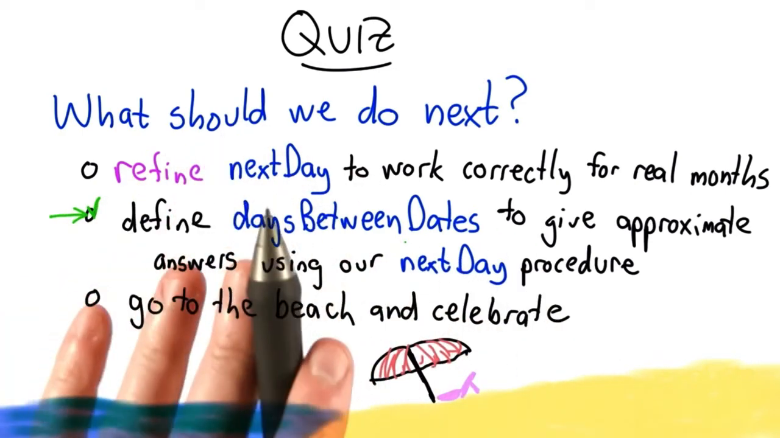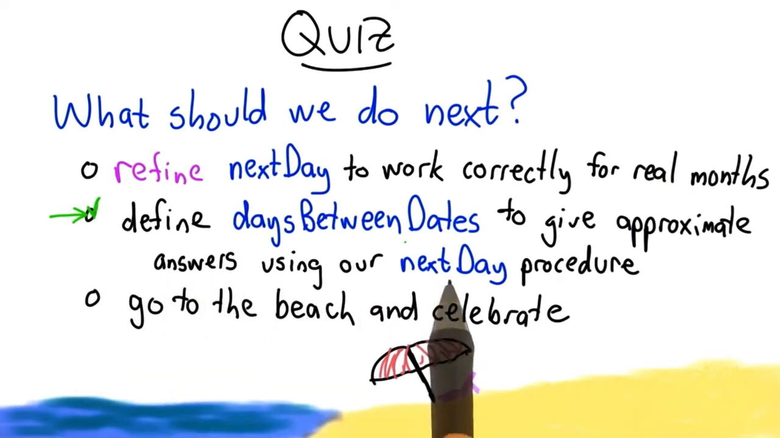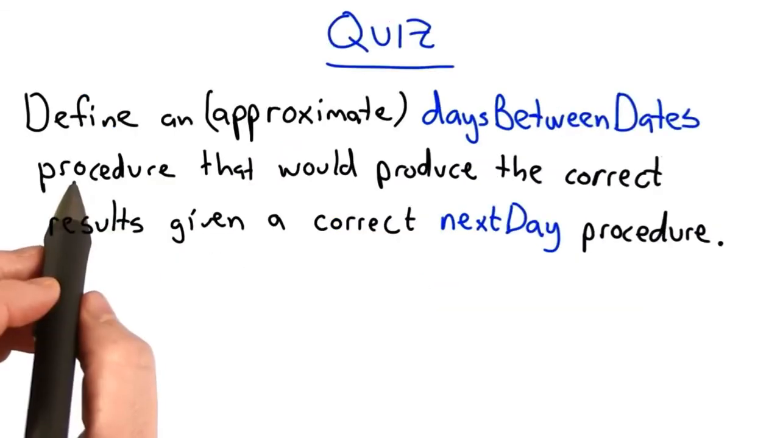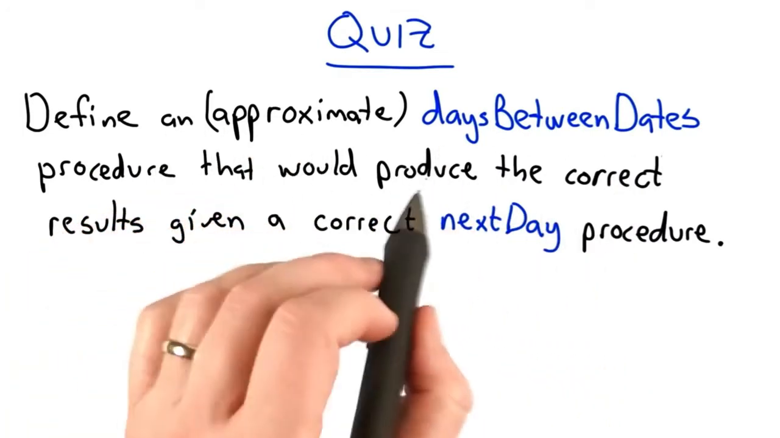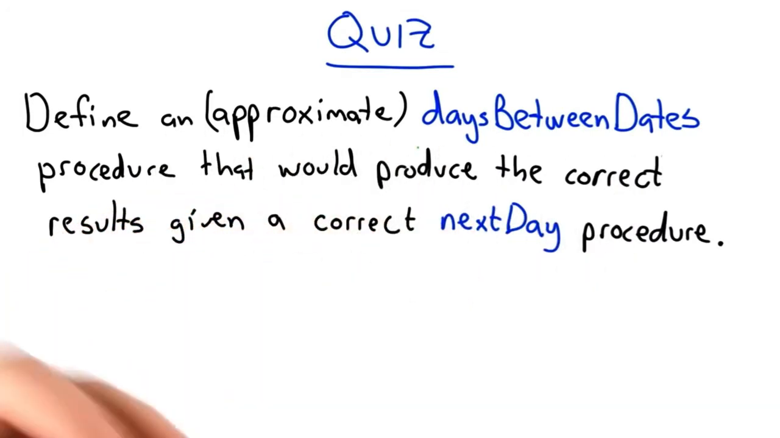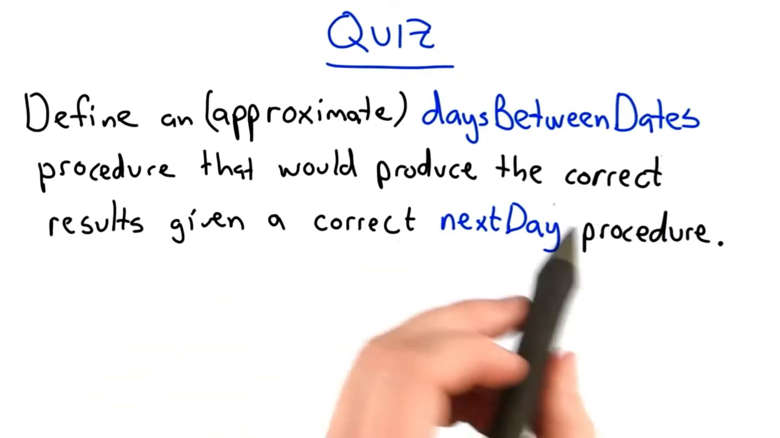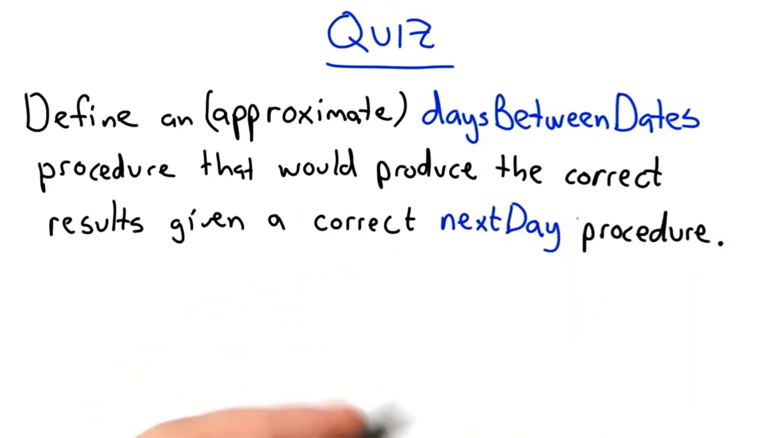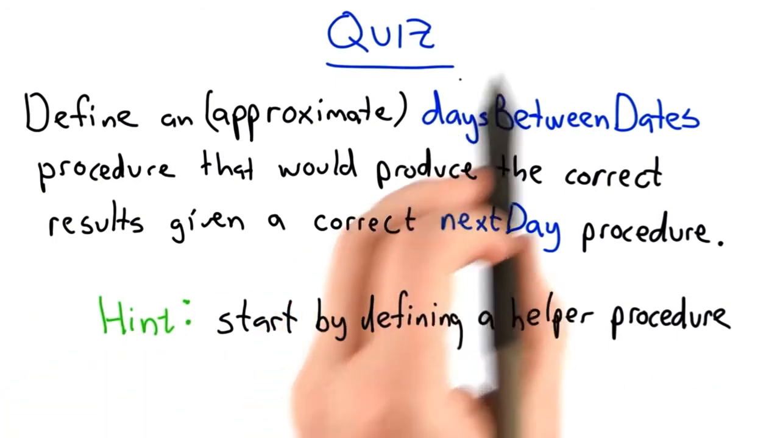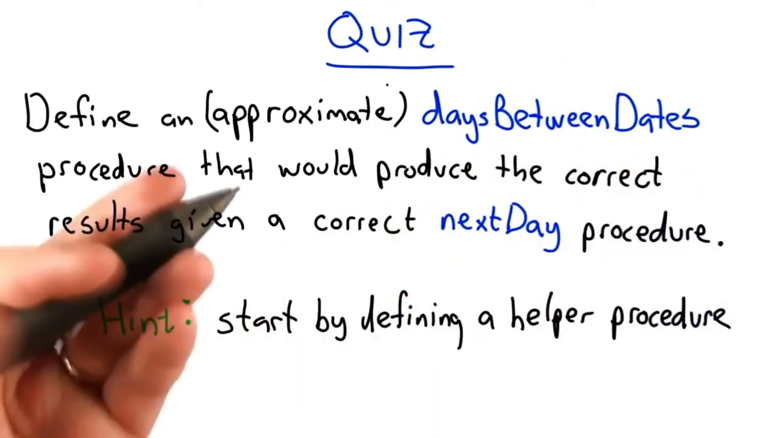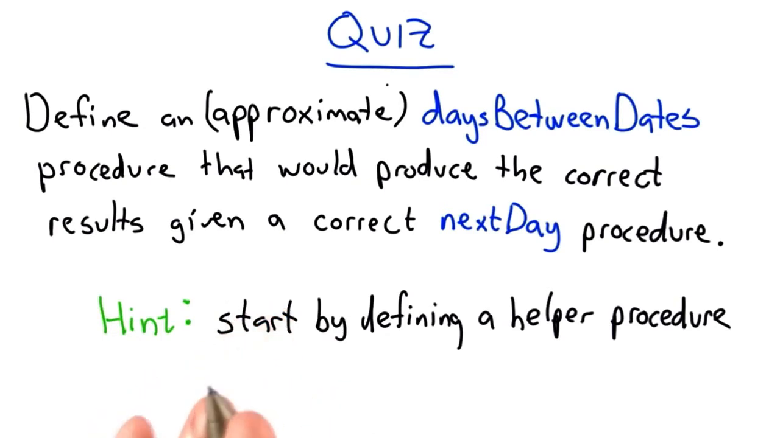We won't get exact answers that are correct here because our next day procedure is not quite correct. So now it's time to see if you can define a days between dates procedure that will produce approximately correct results using the current next day procedure. If we had a correct next day procedure, your days between dates should produce exactly correct results. And I'm going to suggest one thing as a hint. Doing days between dates by itself is still going to be more complicated than we want one procedure to be. So I'm going to encourage you to start by defining a helper procedure.